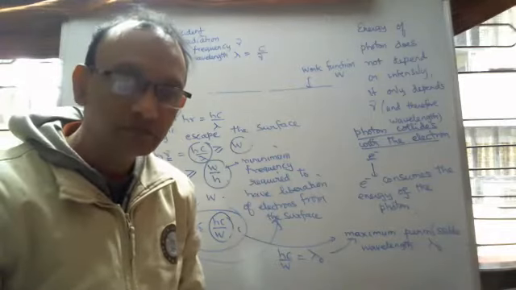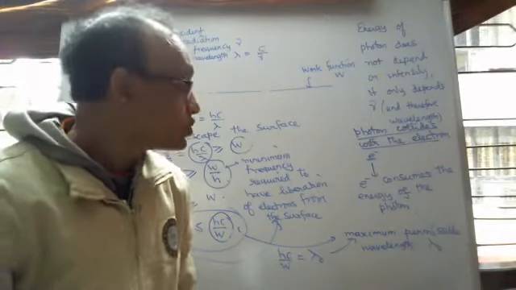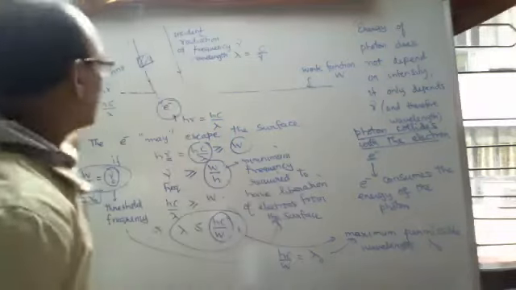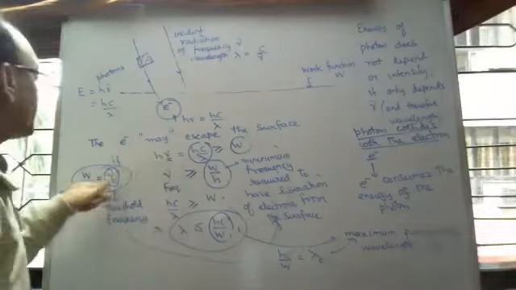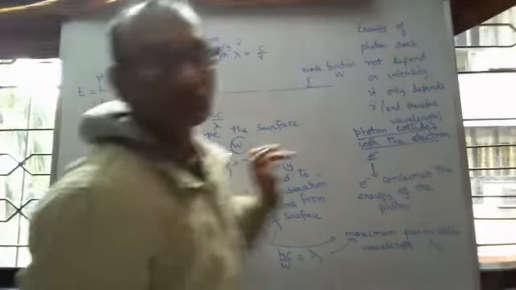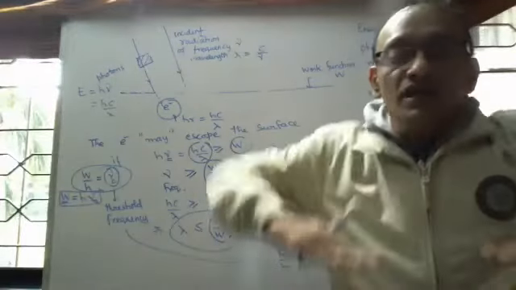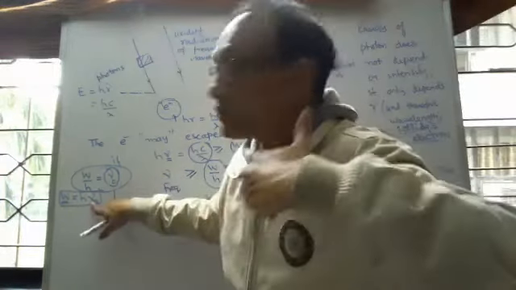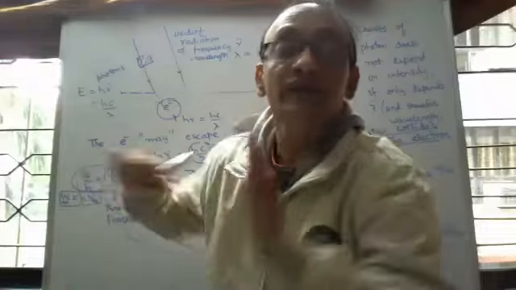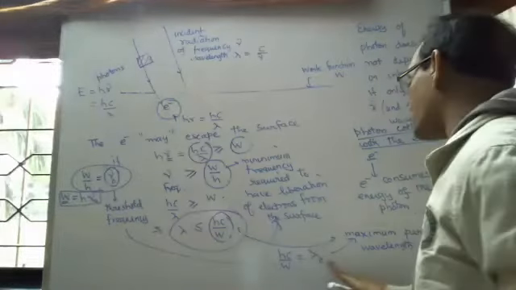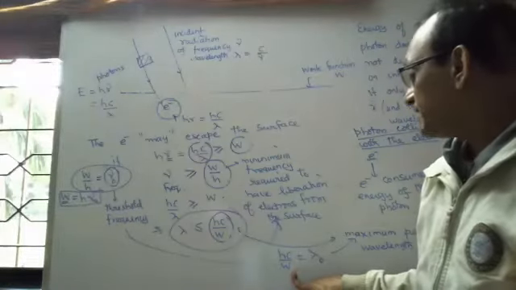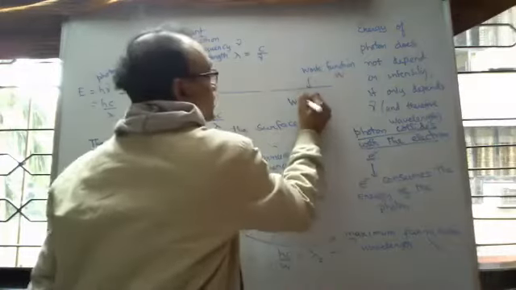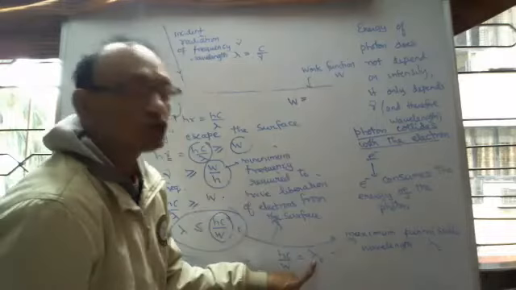So lambda को lambda naught से कम होना होगा, और frequency gamma को gamma naught से ज्यादा होगा. There is a lower limit on frequency, that means frequency has to be more than gamma naught, and there is an upper limit on wavelength. Wavelength has to be less than lambda naught, which is hc by work function. So the work function can also be computed from threshold wavelength.